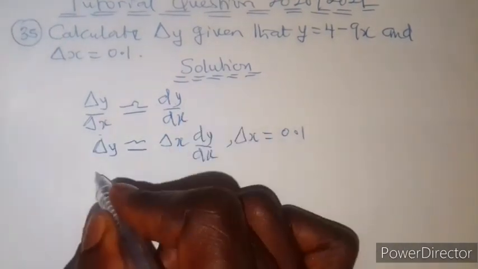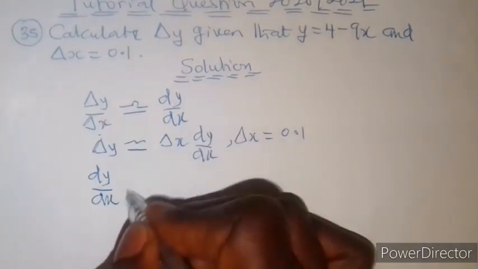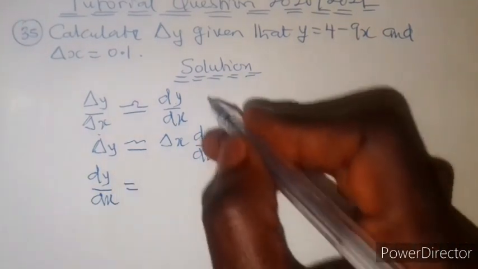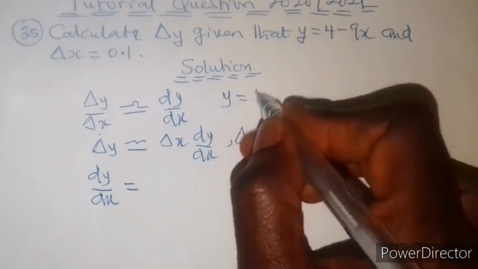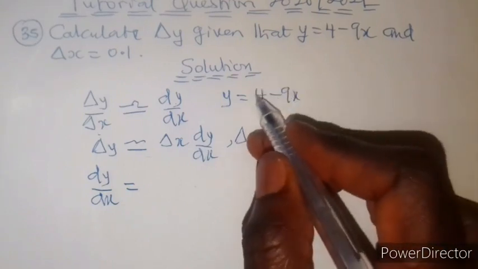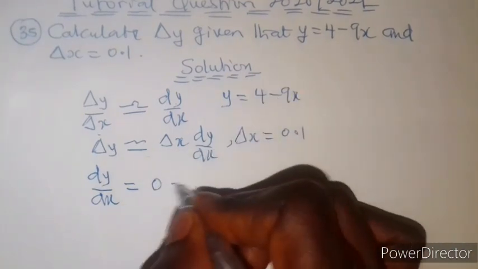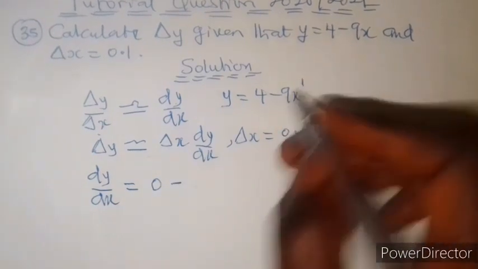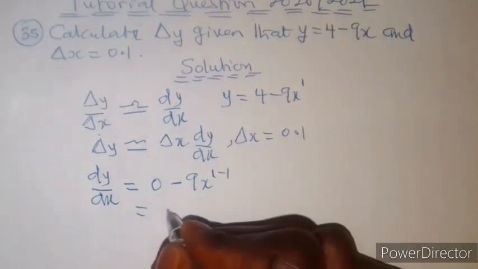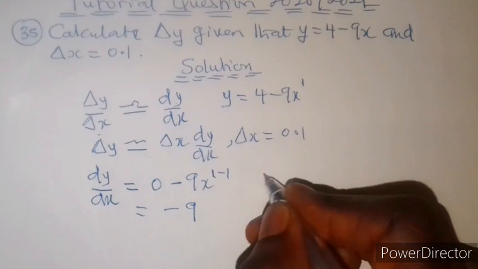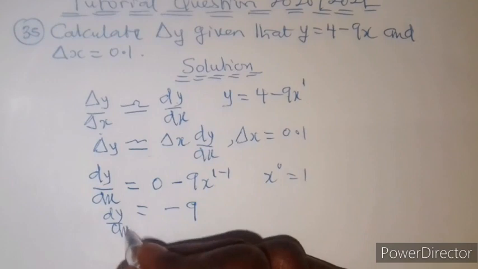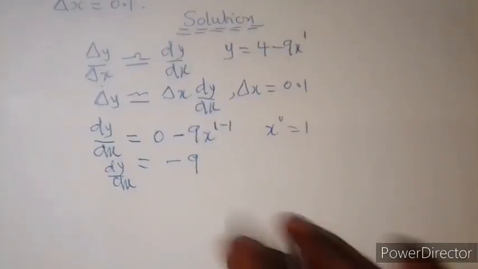So now let's move ahead to solve this problem. Now dy/dx would become, what are we going to do from this place here? We are going to differentiate this given function, y equals 4 minus 9x. In differentiating this function, if you differentiate a constant, it turns to 0, then minus, don't forget what we have here, 1 times 9x to the power 1 minus 1, and that will give us minus 9 because x to the power 0 is equal to 1. So now we have that dy/dx is equal to minus 9.